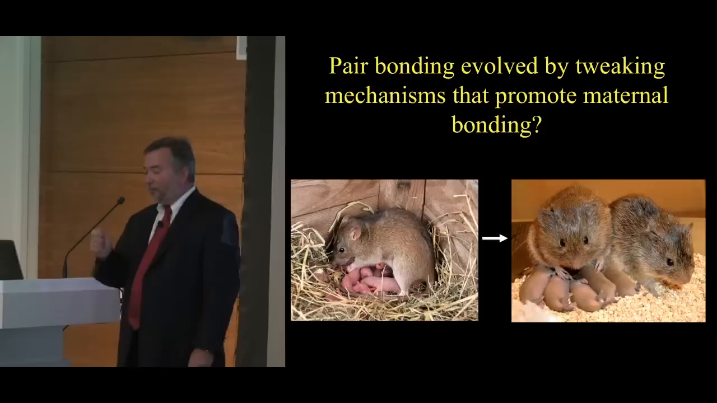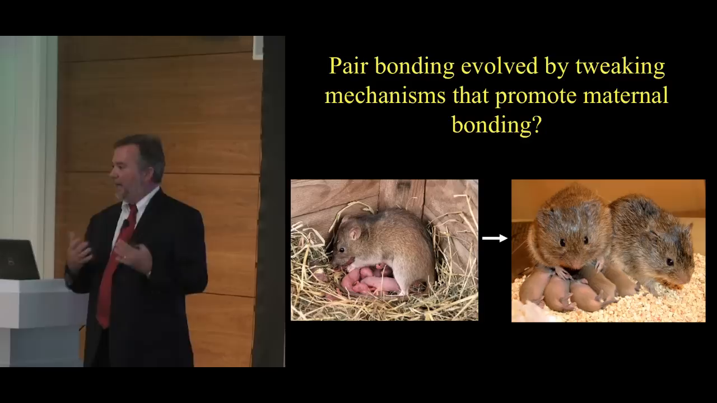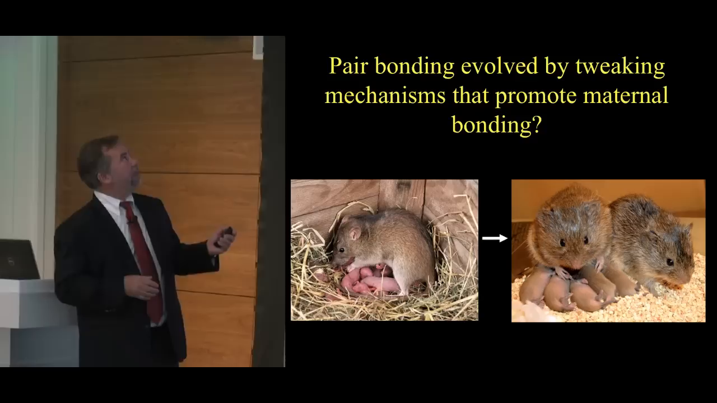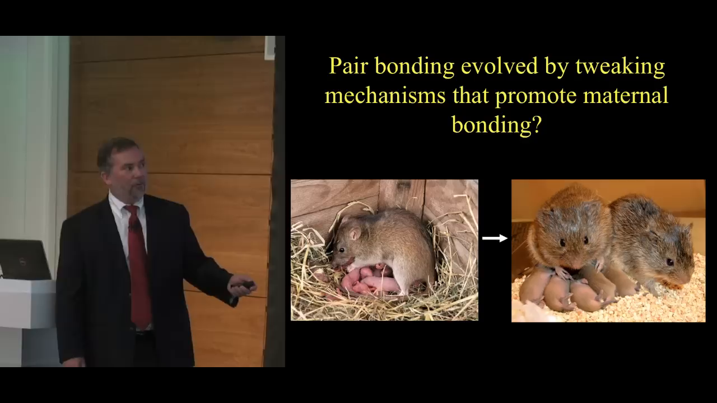Now, to me, it's an interesting question. 3 to 5% of mammals are monogamous, but they're not all related. So monogamy, this complex kind of social behavior, had to evolve multiple times. And I'm very interested in how you get evolution of new behaviors. I think we've gotten some insight from the vole system here. I believe that pair bonding in voles evolved from tweaking of the mechanisms that are present in all species for promoting the bond between the mother and the offspring. All mammals do this, very few do that, and I think it's simply evolutionary tweaking of those systems.